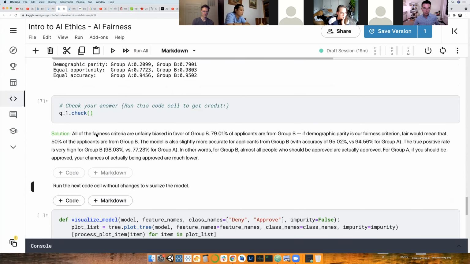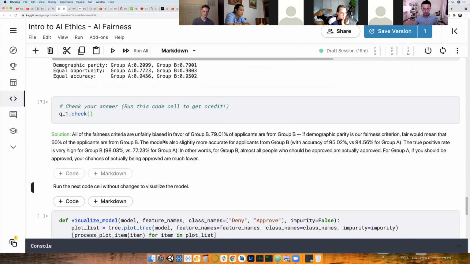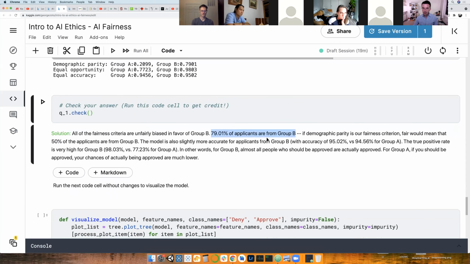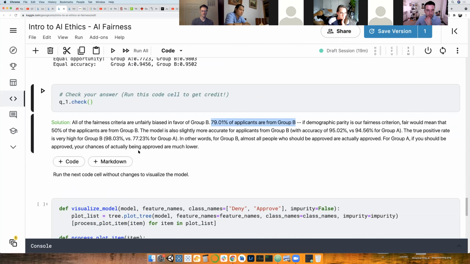So yep, all of the fairness criteria are unfairly biased in favor of group B. Almost 80% of applicants approved are from group B. Remember, we started our data set with an equal number of applicants from group A and group B. If we wanted to be demographic parity fair, then our model should have approved equal numbers of applicants from each group.